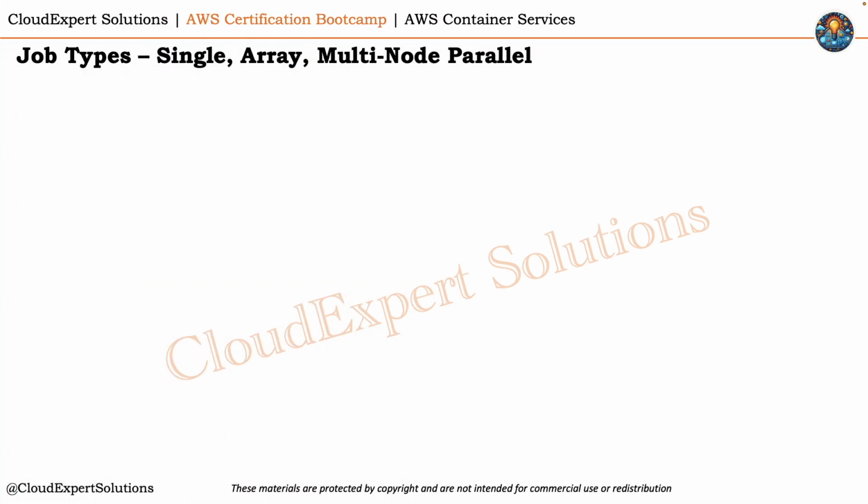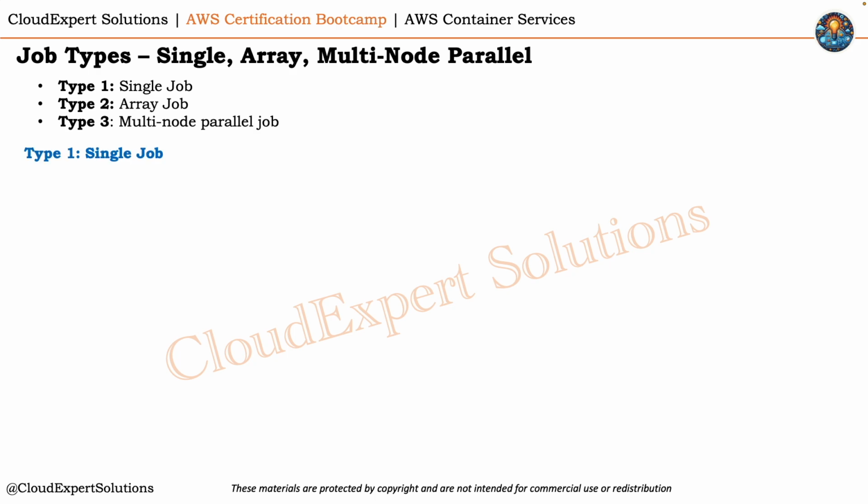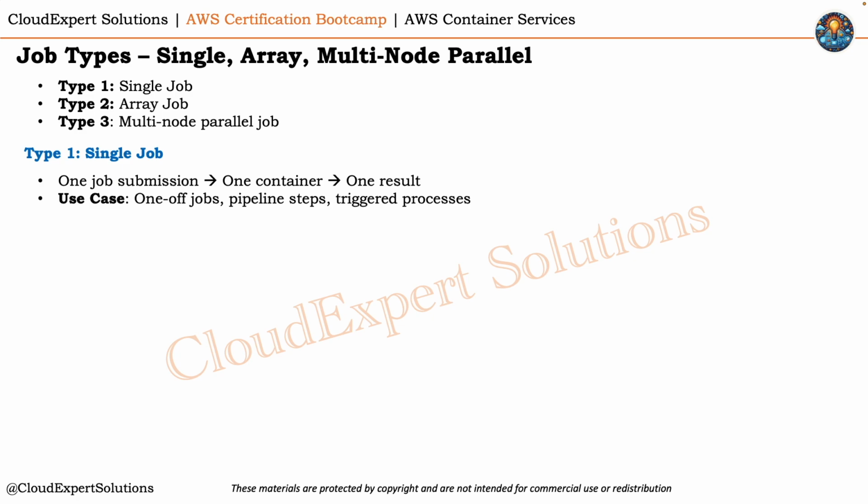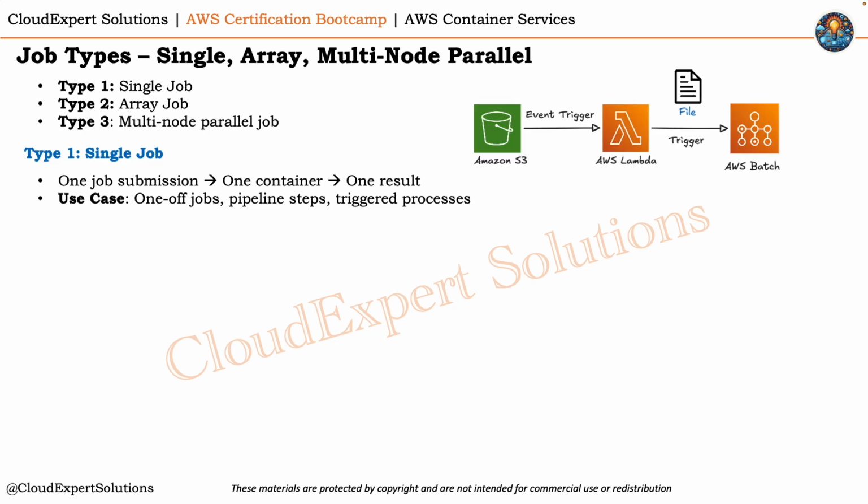Next up, 3 job types, and each solves a different parallelism problem. The 3 AWS Batch job types are single, array and multi-node parallel. Now let's start with a single job. When you have one submission, one container, one result, this is the baseline of a single job. You use it for a one-off task or as steps in a larger pipeline. A very common pattern is an AWS Lambda function, triggered by an Amazon S3 event, which will submit a single batch job to process the incoming file.